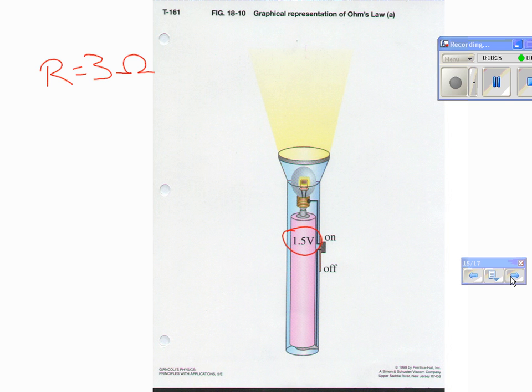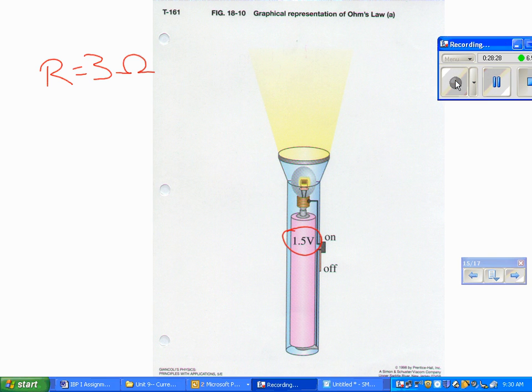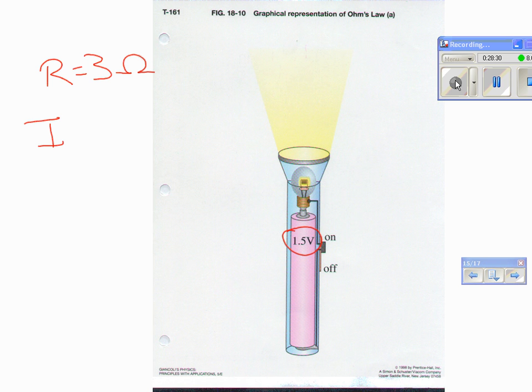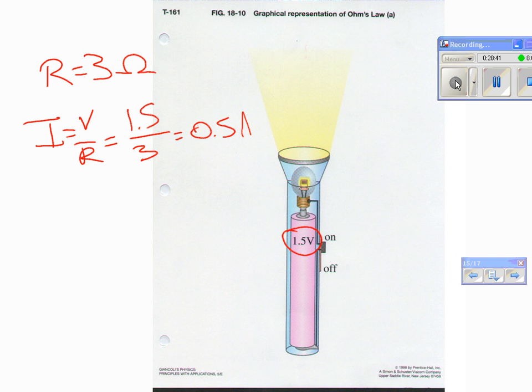Please tell me what the current is in that circuit. Okay, I equals V over R. Voltage is 1.5 volts. R is 3. Therefore, 0.5. What's our unit? Amps. Now that we've done that, please calculate the rate at which this thing is consuming power. What's the power rating of this particular flashlight? How many watts is it using?